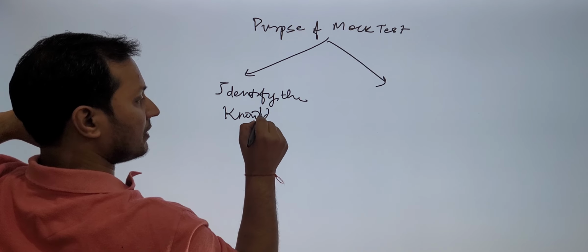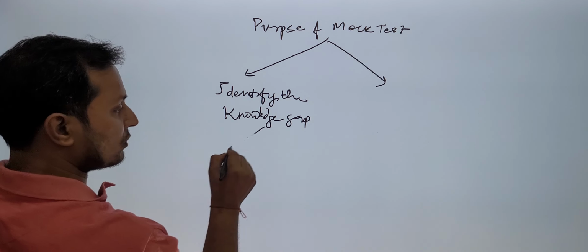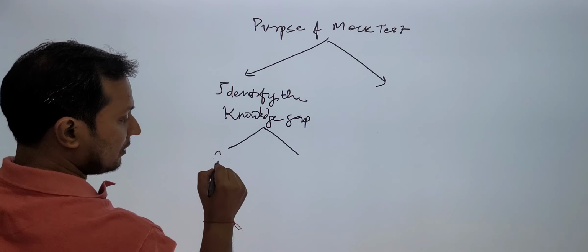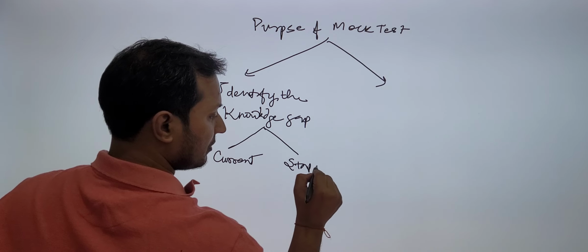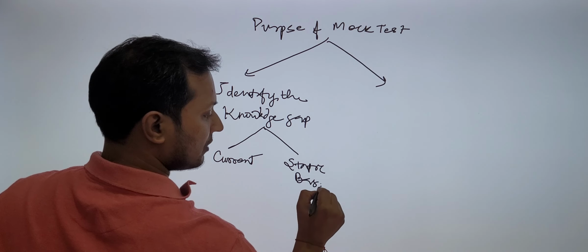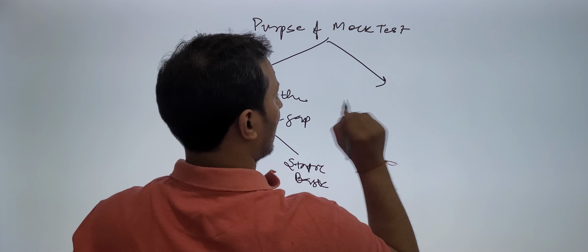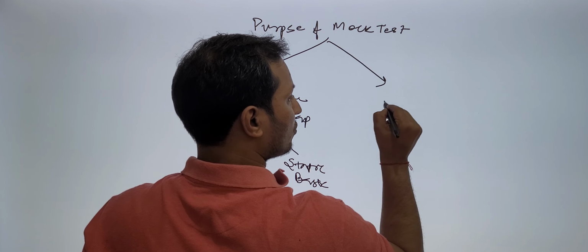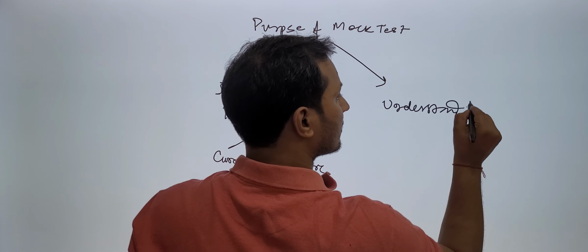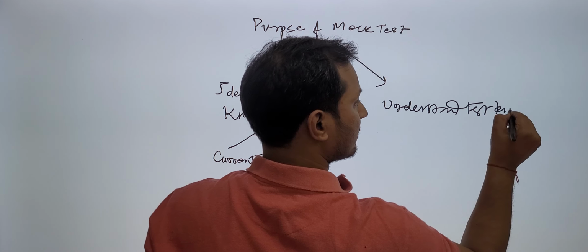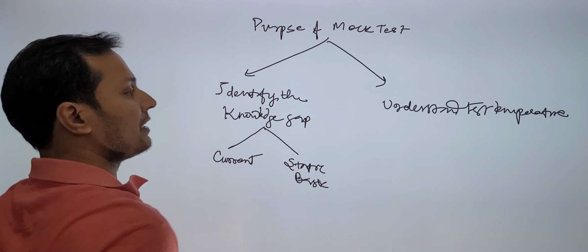Knowledge gap. This knowledge gap can be of two types. That can be a current knowledge gap, or that can be a static, basic knowledge gap. The second is to understand, not identify, basically to understand test temperament.